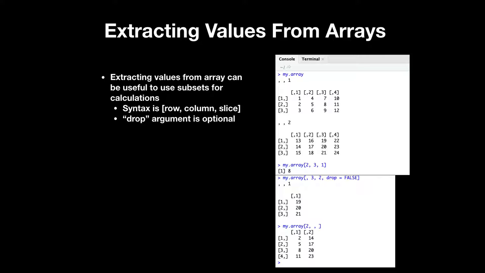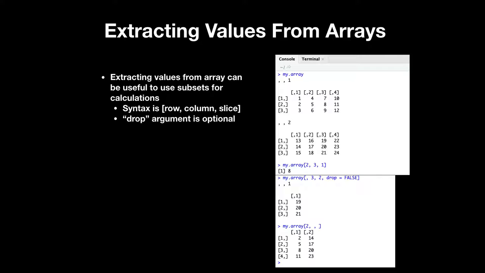We're going to go ahead and get a subset. So we're going to want the value in the second row, the third column, and the first slice. The value here is 8. If you follow along with the matrix on the top, you'll see that there.